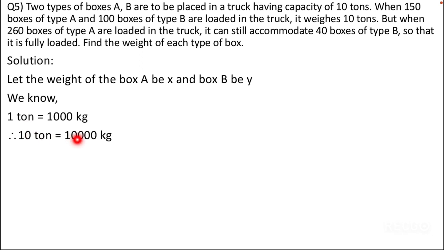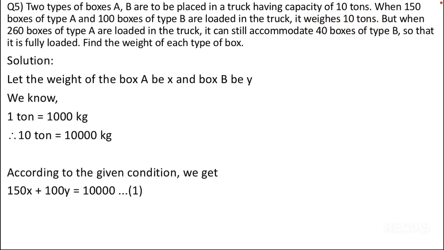So now we will check our conditions. So the first condition says that when 150 boxes of type A and 100 boxes of type B are loaded, it weighs 10 tons, that is 10,000 kg. So we will write 150x plus 100y is equals to 10 tons, that is 10,000. So here we have the first equation, that is 150x plus 100y is equals to 10,000. This is our first equation.